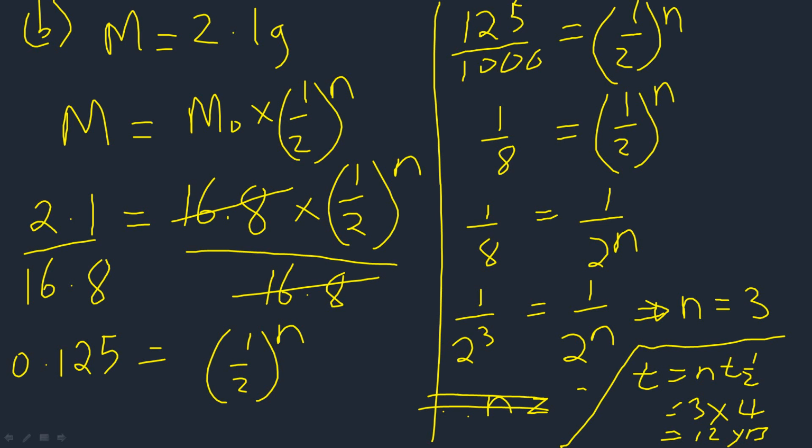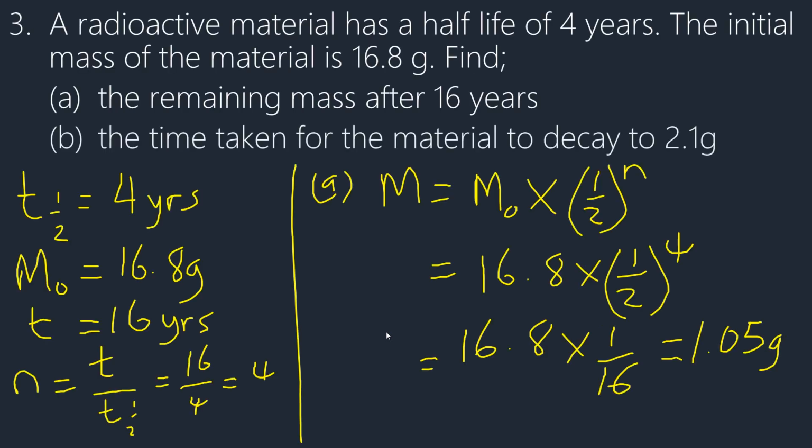Now someone may say, can't we do it in a cheaper way? Yes, we can. When it comes to such numbers, I always encourage students to use the table, because the table is always very straightforward. Let's go back to our question. A radioactive material has a half-life of 4 years. The initial mass of the material is 16.8.